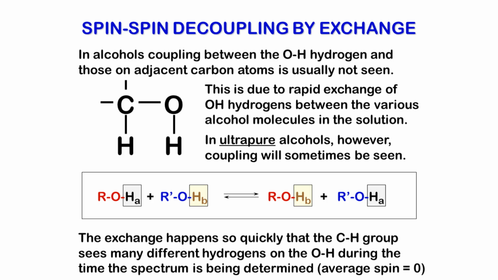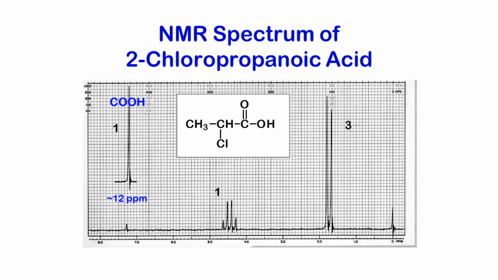In alcohols, the coupling between the OH hydrogen and adjacent carbon atoms is usually not seen. This is due to the rapid exchange of OH hydrogens among various alcohol molecules in the solution. However, in ultra-pure alcohols, coupling can sometimes be observed. The exchange happens so quickly that the CH group sees many different hydrogens on the OH during the time the spectrum is being determined. Here, we see the NMR spectrum of 2-chloropropanoic acid.